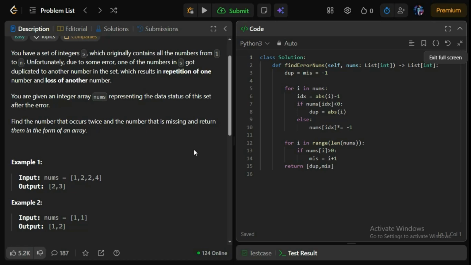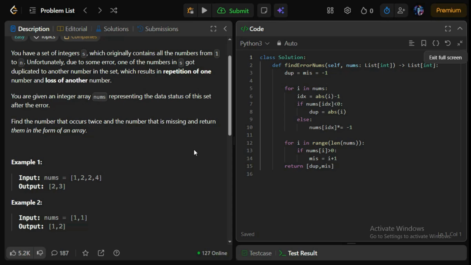Now what we are going to do is, if we have seen a particular number, we make the number present at its index negative. Let's say we have seen the number 1, that means we make the number at the 0th index negative. What is happening here is that this negative number tells us that we have already seen the number 1. So if we see the number 1 again, it will be our duplicate number, because at that particular index we already have a negative number. That's how we get the duplicate number.